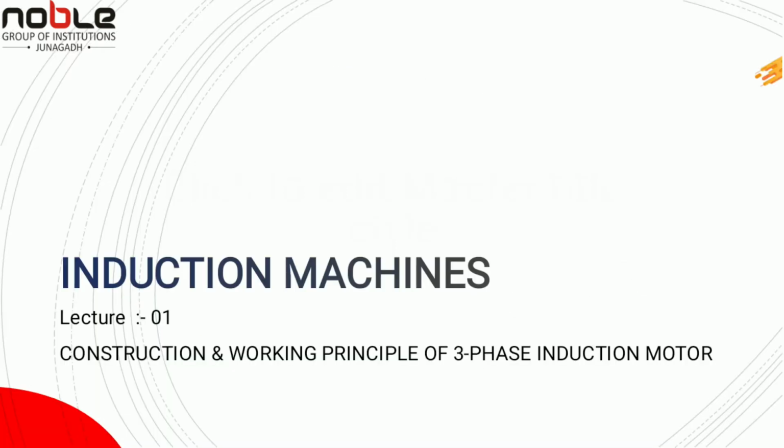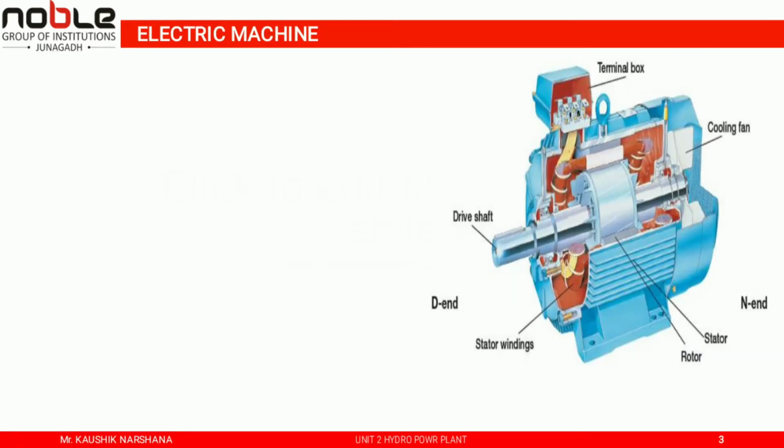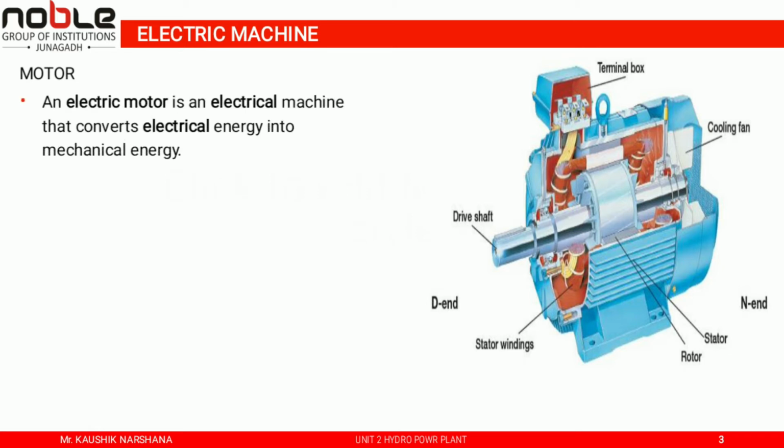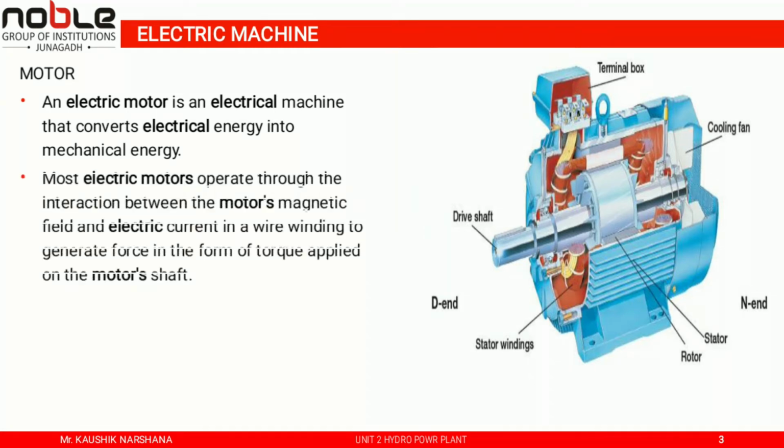In this first unit we will see construction and working principle of three-phase induction motor. So in electric machines there are two different types: motor or a generator. First of all we will see what is motor. An electric motor is an electrical machine that converts electrical energy into mechanical energy.